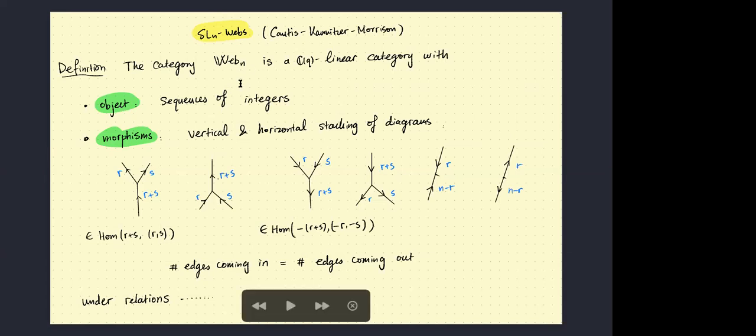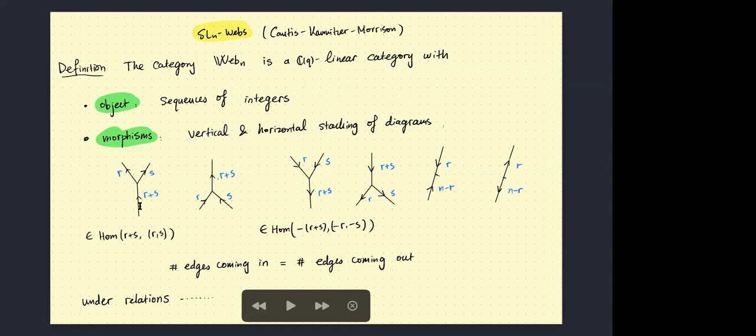So they constructed a diagrammatic category. This category is linear over the field of complex numbers adjoined with a variable. This means that the morphism sets are vector spaces over this field. Objects of this category are sequences of integers, and morphisms are given by vertical and horizontal stacking of the following generators. For example, the first two, you would have trivalent vertices where the edges are labeled by positive integers. Here, the blue numbers are only positive, and they represent the thickness of the strands, or you can think of it as the number of strands being bunched together.